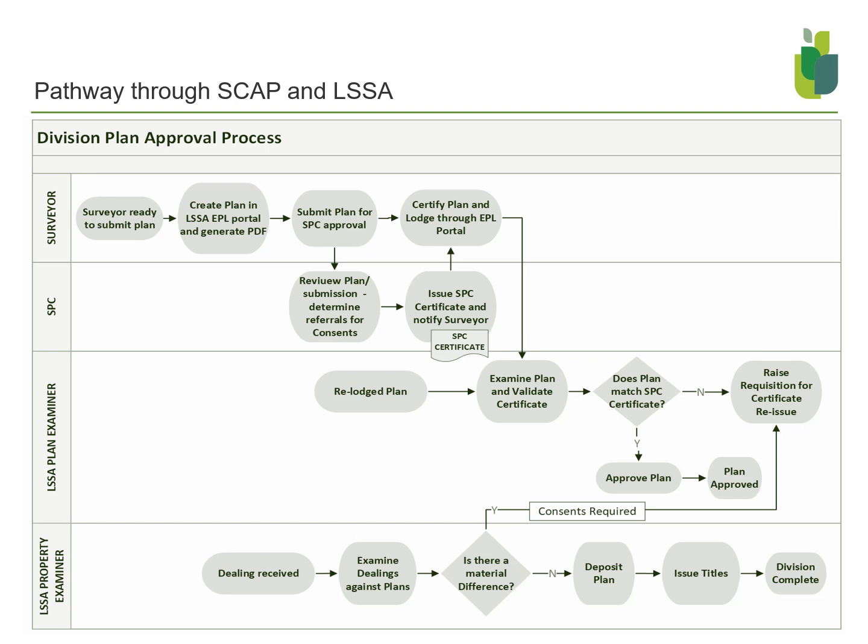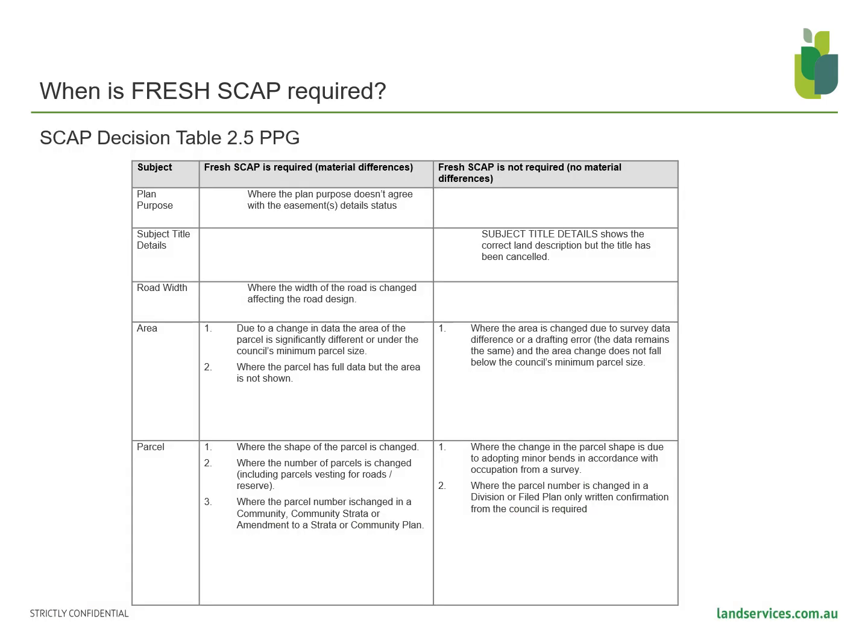This flowchart shows the process for SCAP applications from the Surveyor's Plan Lodgement, through State Planning Commission, through Plan Examination and Property Examination with Land Services SA. During Plan Examination, the examiner will compare the lodged plans against the SCAP approved plan. There are several scenarios where a fresh SCAP is required: where there are significant differences between the two plans, where there is an error on the plan, and where easements have been omitted or are in the wrong form or the wrong status, etc.